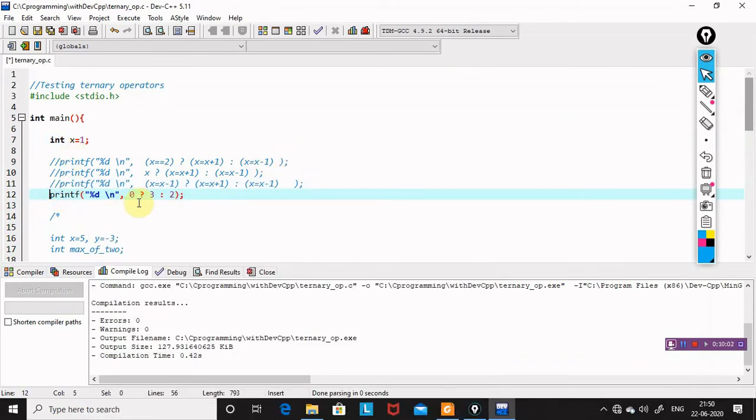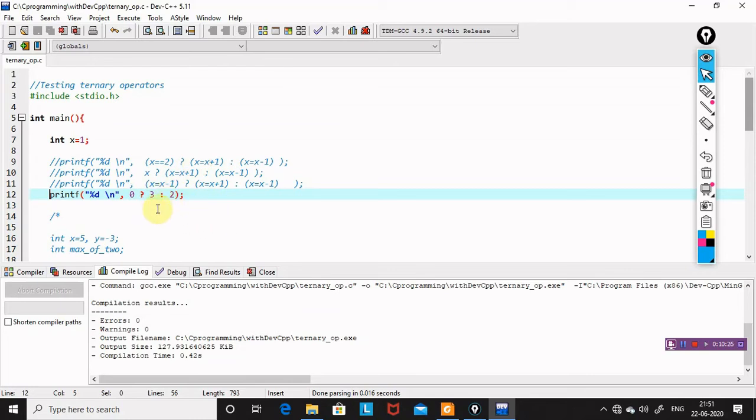Here you see, this is a very compact expression involving a ternary operator. Here, in the place of the test condition, I have put 0. In the place of the expressions, I have put 3 and 2 respectively, after the question mark and the colon respectively.